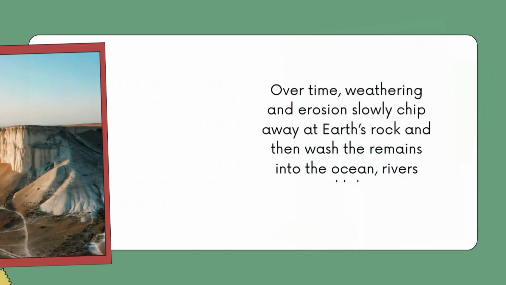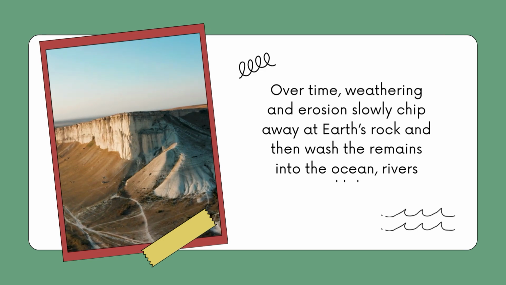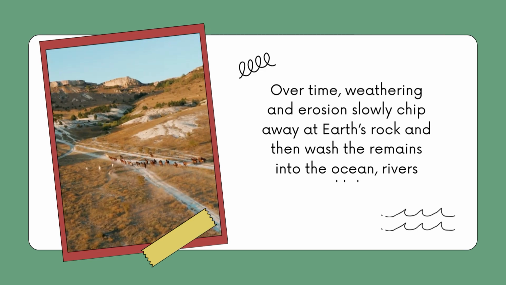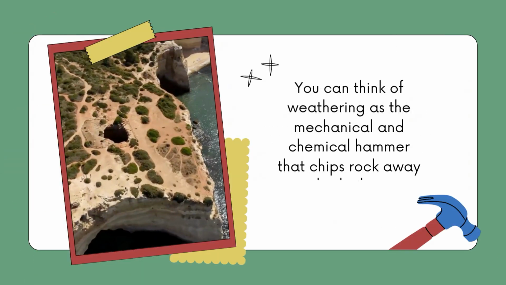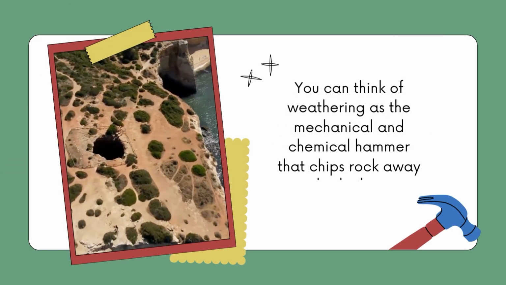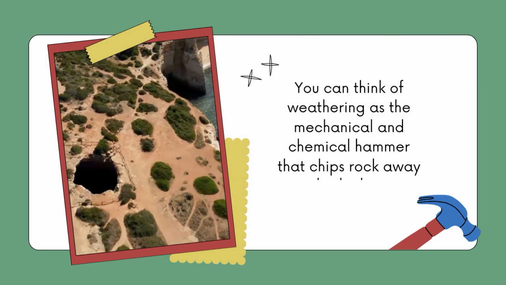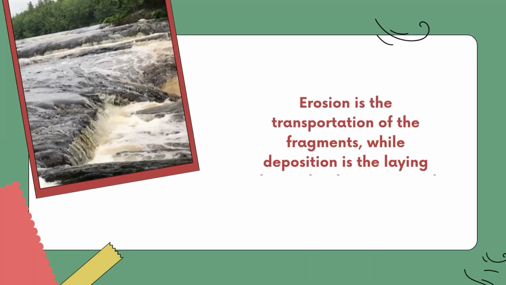Now let's move to the next stage. Over time, weathering and erosion slowly chip away at Earth's rocks. The broken pieces are washed into oceans, rivers, and lakes. Weathering is like nature's hammer. It breaks rocks into smaller pieces through mechanical and chemical processes.